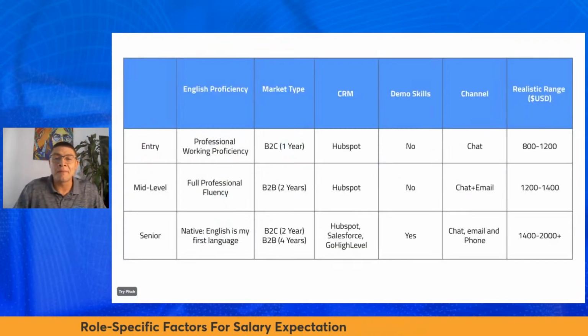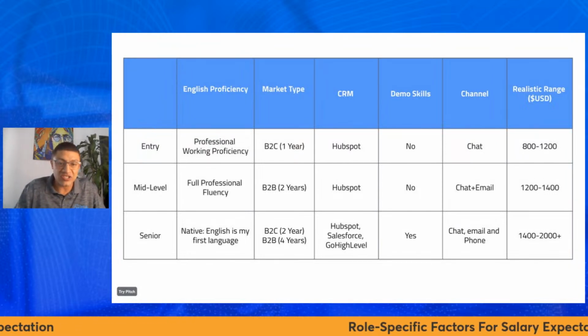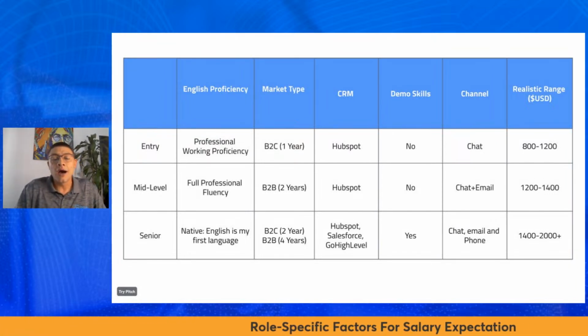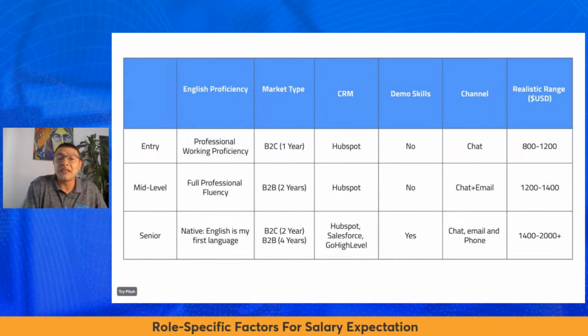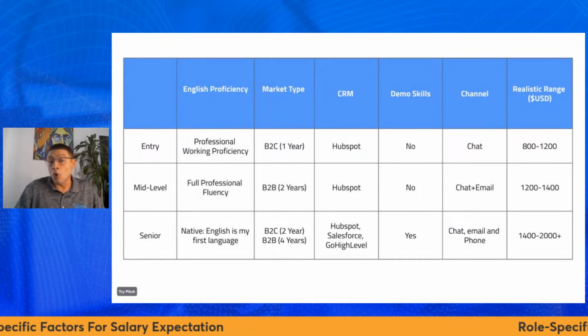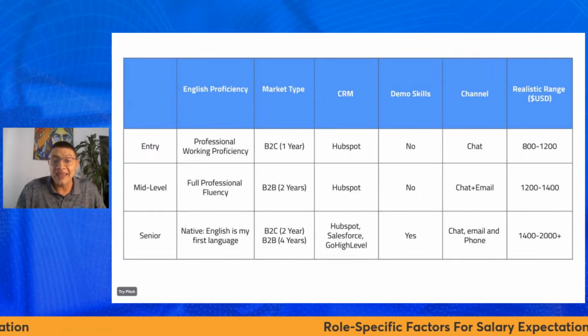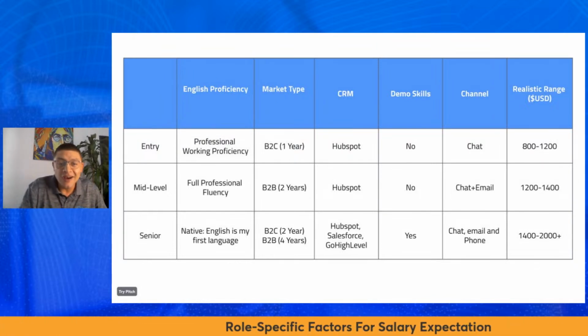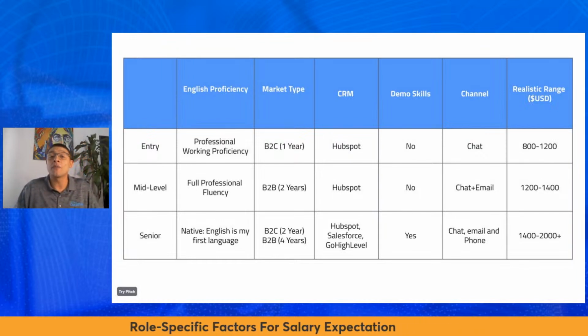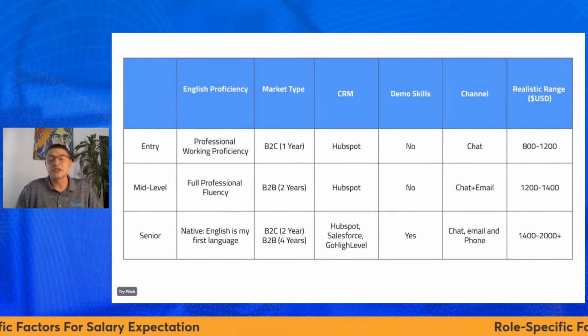Well, one more. Back to the senior customer service agent. Native would be their English level, right? So C2/native. They have experience both in B2C and B2B. We even placed here they have 4 years or more experience in B2B, 2 years in B2C. Great. They've used HubSpot, Salesforce. We have Go High Level, right? So basically, they're technology agnostic. They've used a lot of CRMs.